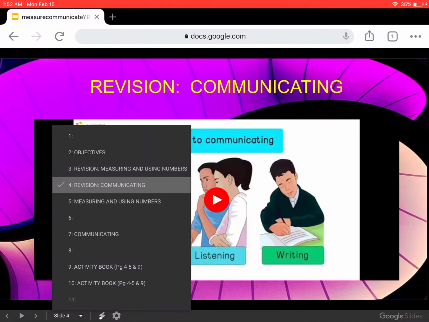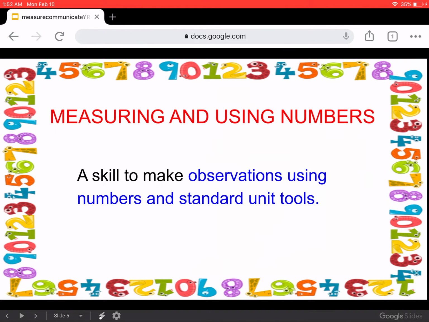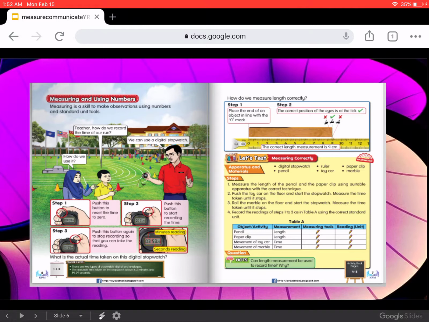Now, let's look at your textbook, page 6. What is the meaning of measuring and using numbers? It is a skill to make observations using numbers and standard unit tools. On page 6, you can see there is a sport there, how you want to record the time for the race. You have to follow the correct steps. Step number 1, number 2, and step number 3.